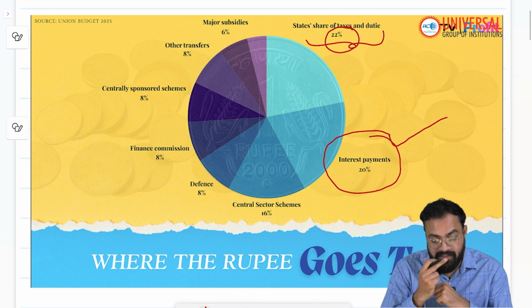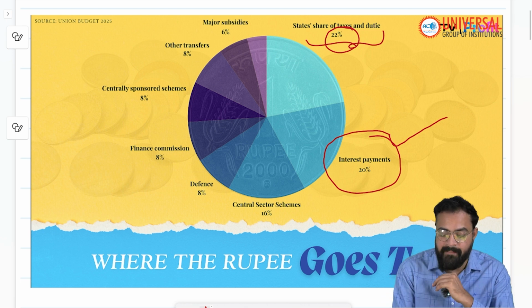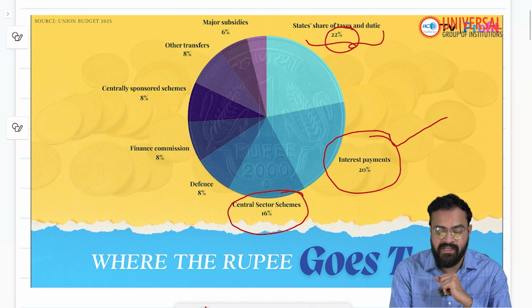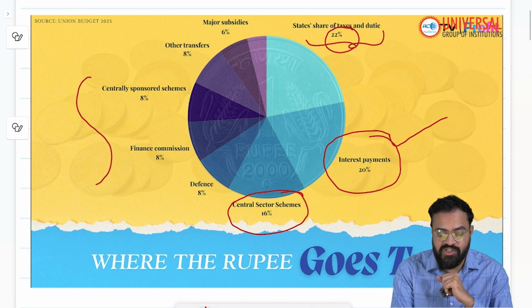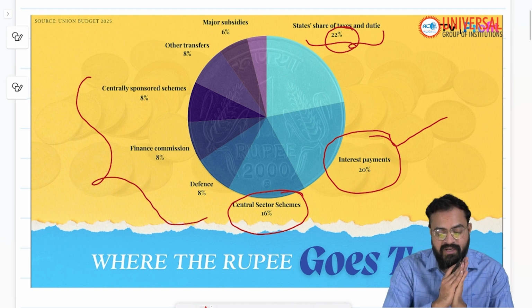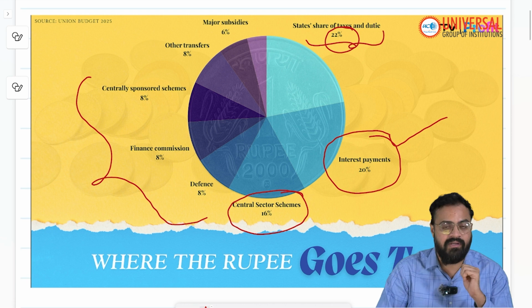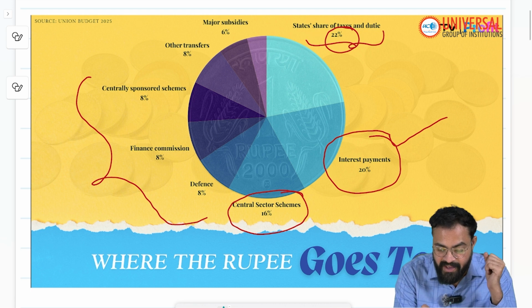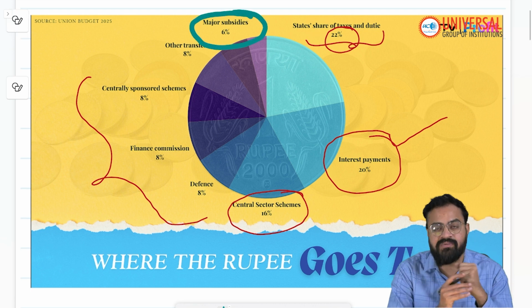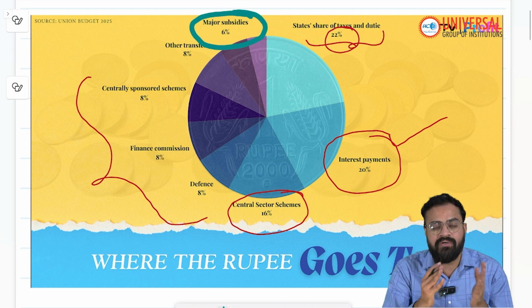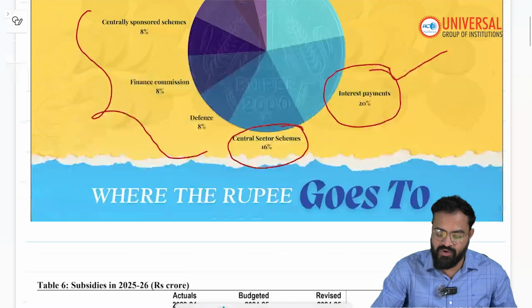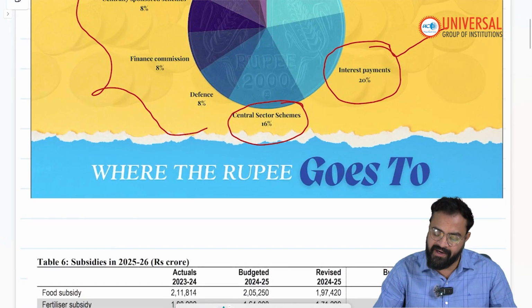Apart from that, the bulk of the expenditure happens to be the central sector schemes, that is 16%, defense, centrally sponsored schemes, and the Finance Commission's recommendations, and all other transfers, that is 8%. Here, the topic in which we are interested today is the major subsidies, which account for nearly 6% of the total expenditure, or 6 paise of the 100 paise.